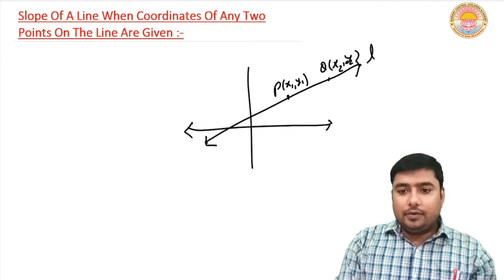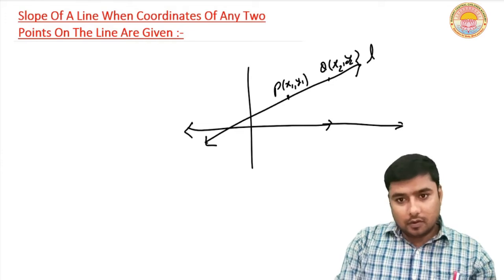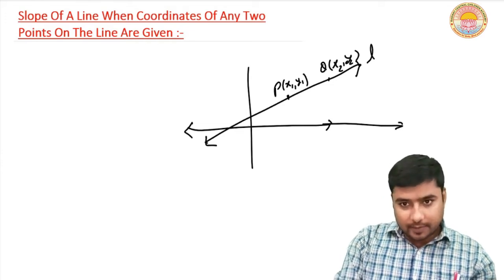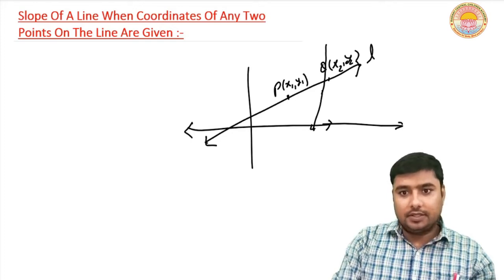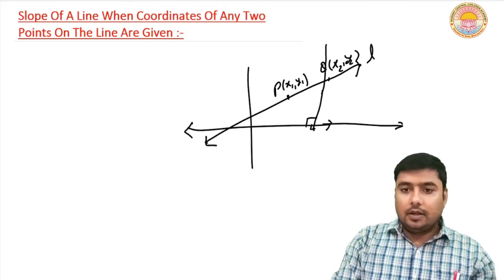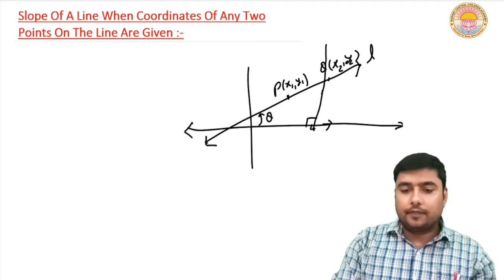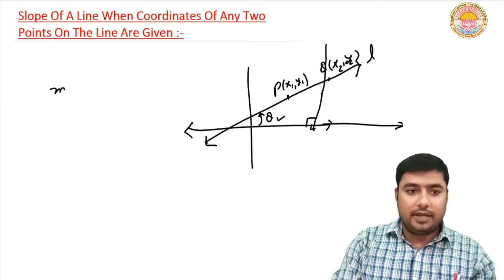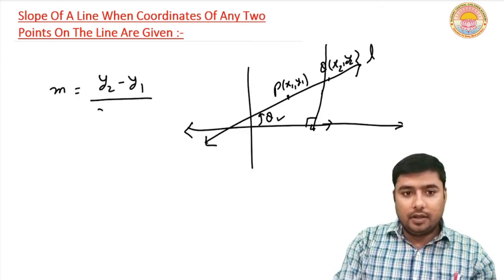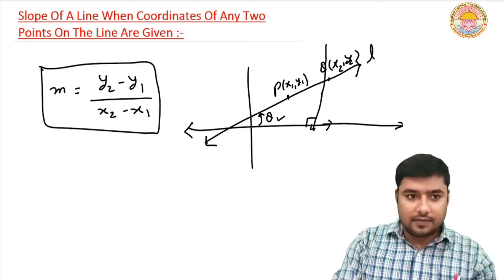So what can I do? We draw a perpendicular, and the angle is theta. If theta is not given, then we can use the formula: slope m equals y2 minus y1 upon x2 minus x1. How do we get this slope?